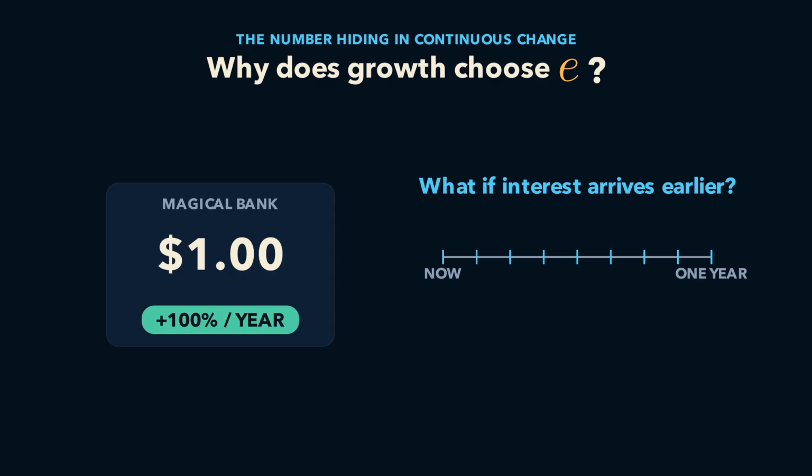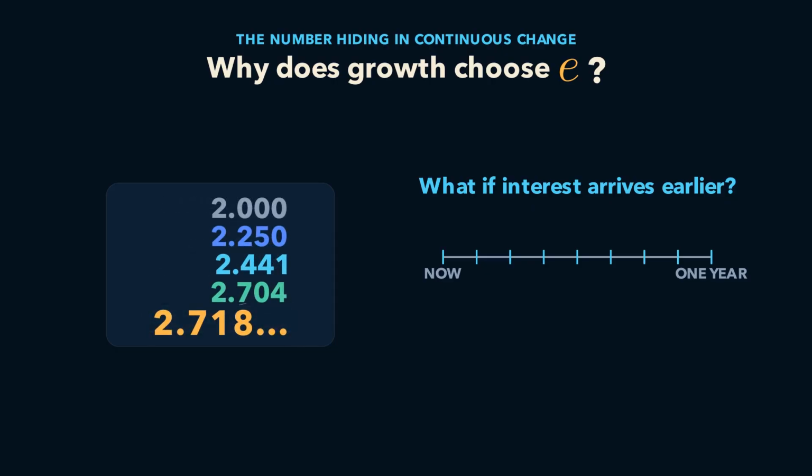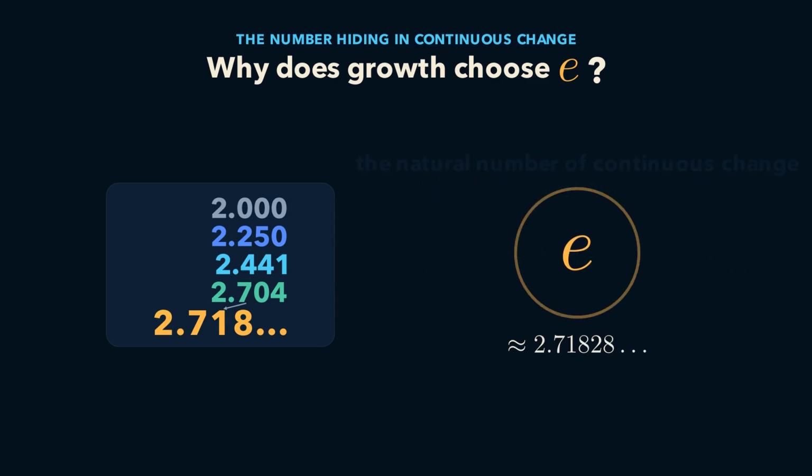Split the year into more and more tiny moments, and your final balance creeps upward. It does not grow forever. It approaches a very specific number, about 2.718. That number is E, called Euler's number. But E is much more than a bank account trick. It is the natural number of continuous change. In this video, we will build it from pictures, not memorization.